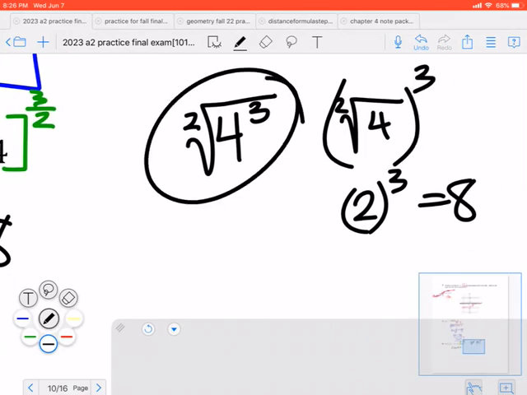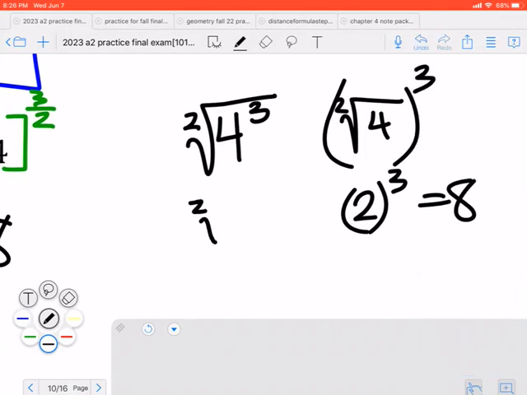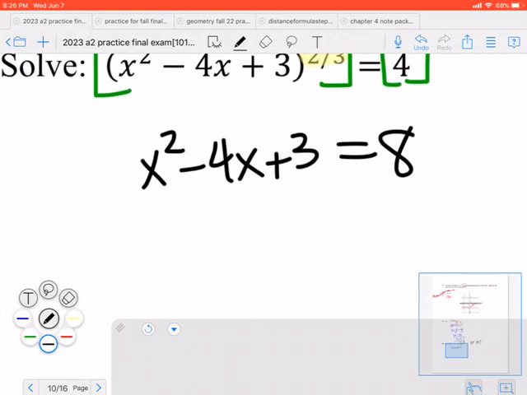If I did it this way, I would cube first. 4 cubed is 64. The square root of 64 is 8. So I guess they were both the same level of difficulty.